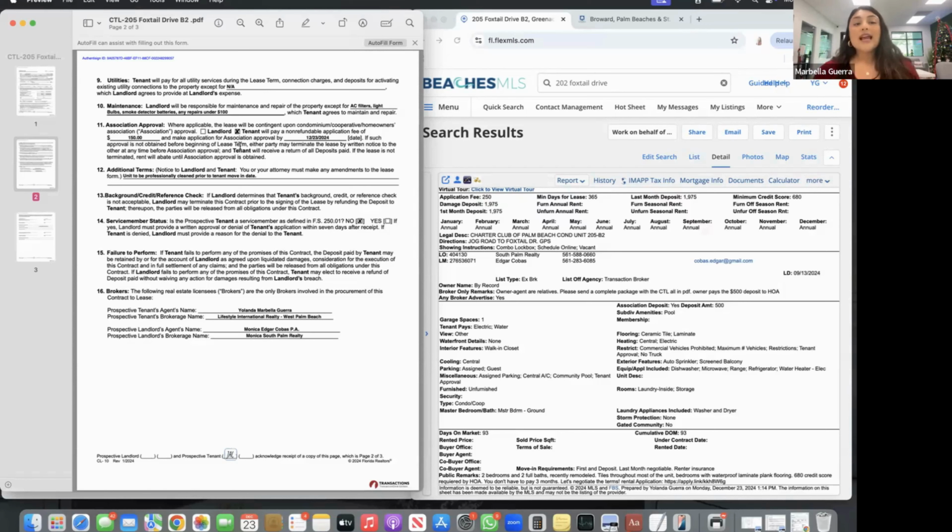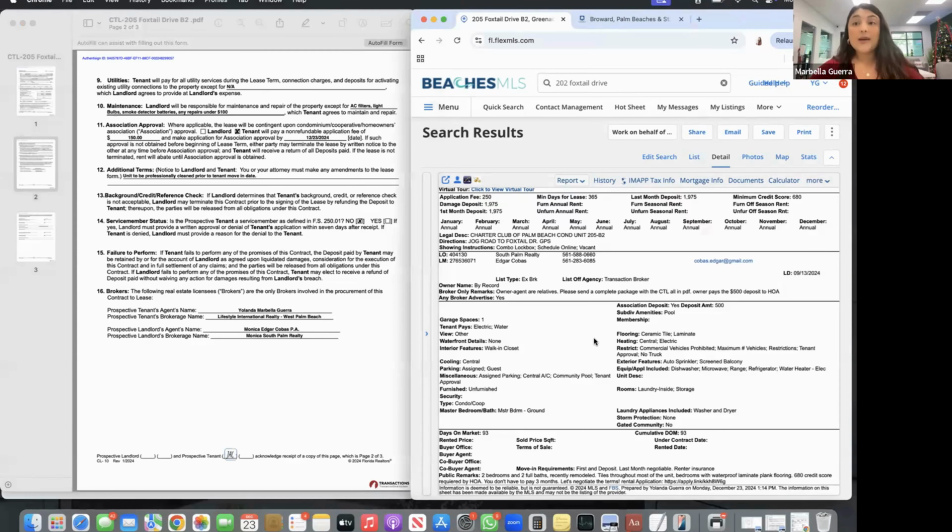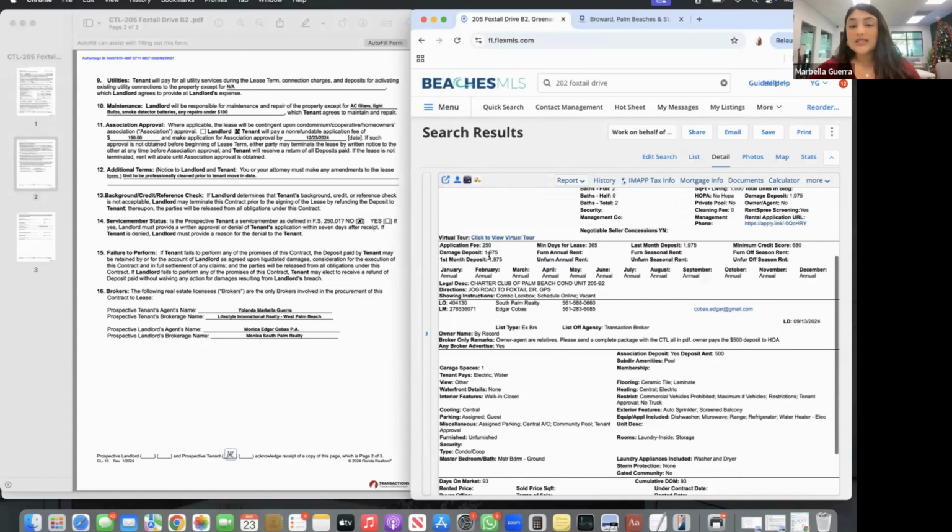All right. If the application fee was different, then you would put whatever the application fee is, okay? Usually that is listed on the MLS. If you don't know, you can ask the listing agent, you can call the HOA, whatever the case, but usually they do list it on here. And here you see application fee 250.